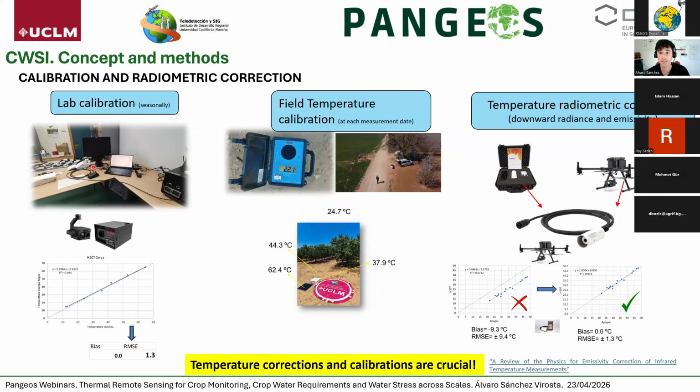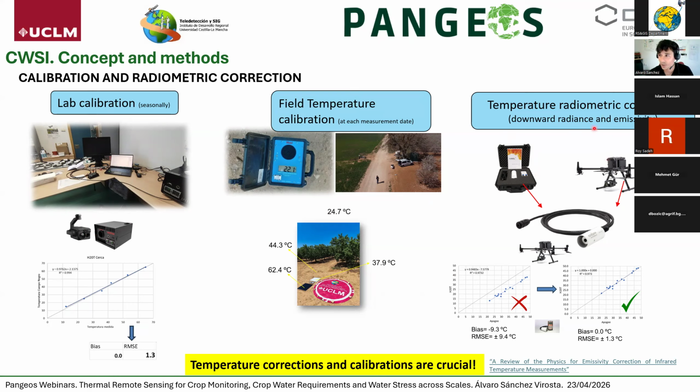We measure each sensor, the drone sensor and the Apogees, in a high precision black body. Then when we go to the field, we do temperature calibration with a portable black body, but also with these Apogees, we measure the ground while the drone is flying. And then afterwards, we do the temperature radiometric corrections with the downward radiance and the emissivity.